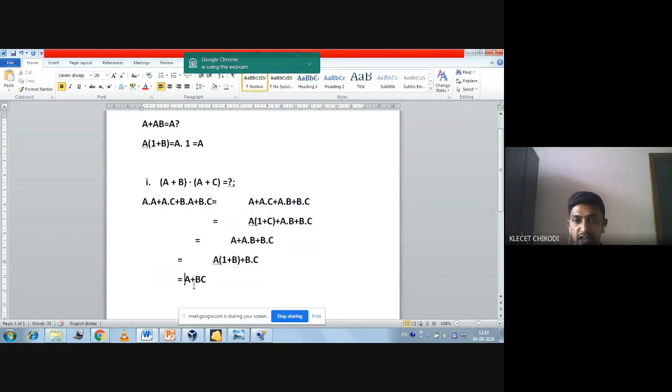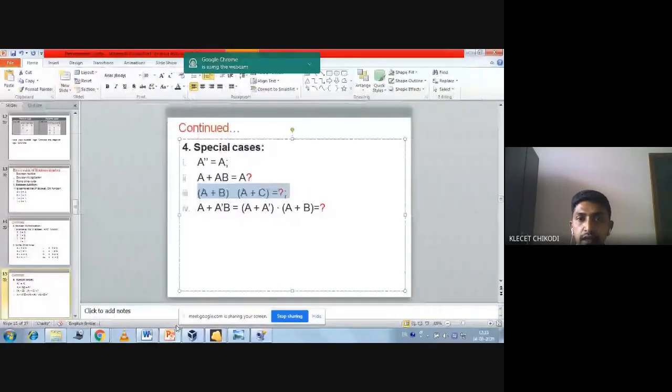(A + B)(A + C) is equal to A + BC. This is one common and very important rule for solving any algebraic functions. So we will update that value here: (A + B)(A + C) is equal to A + BC. Now similarly, you better write down A + A bar B, or A + A dash B.